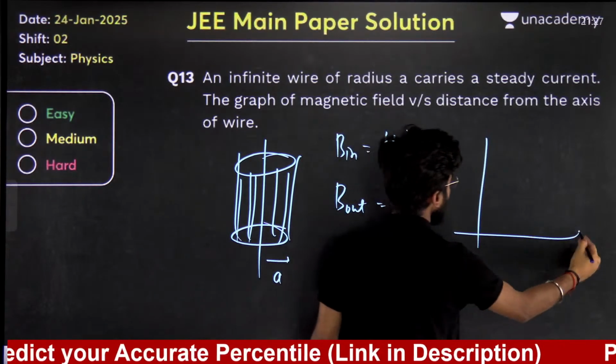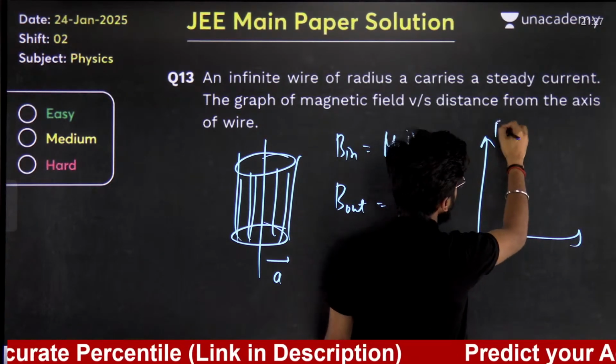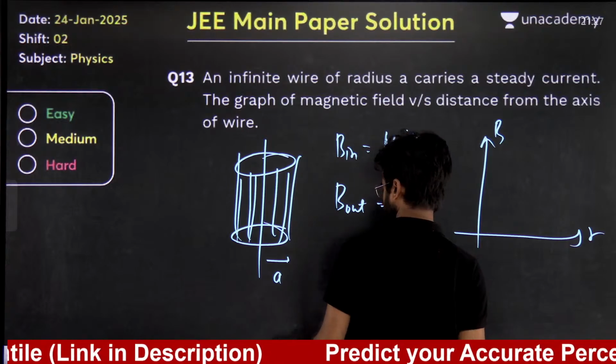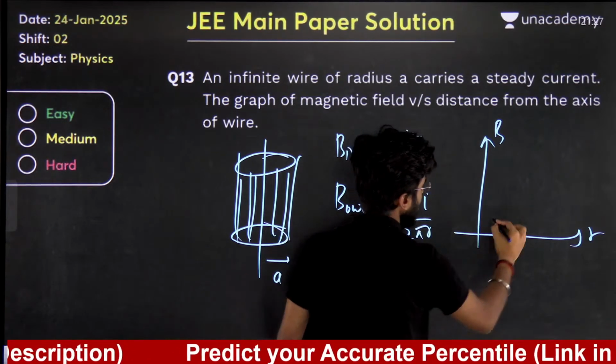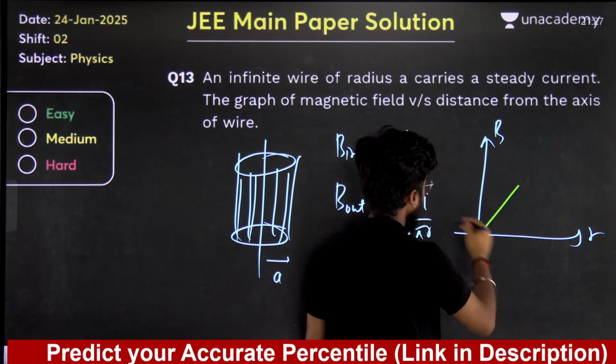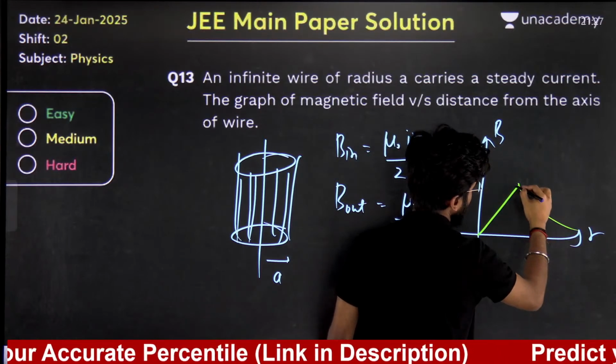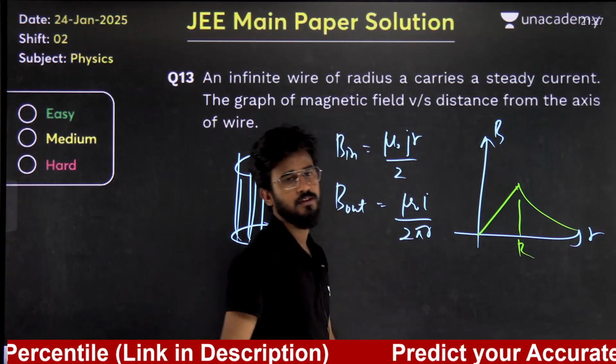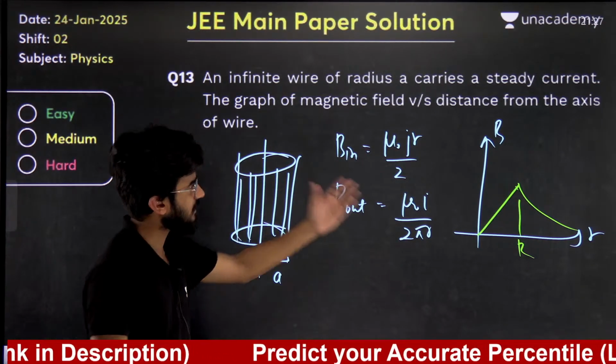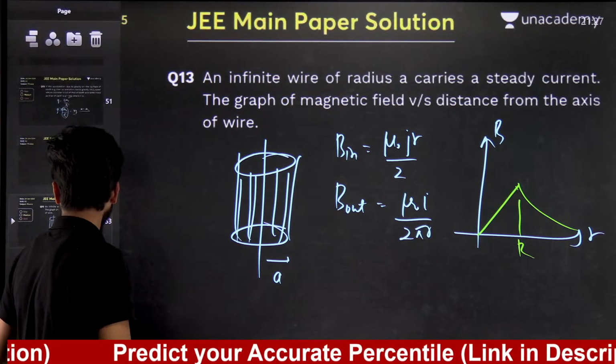So if we draw the graph of B versus r, we can write it like this. It first goes up and then falls like this because of 1 by r. This is r equals a. So this is the graph for this question. Next question. Done till here?